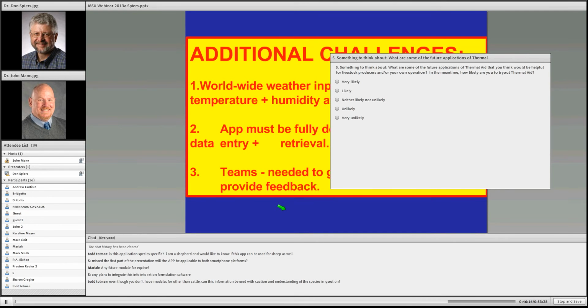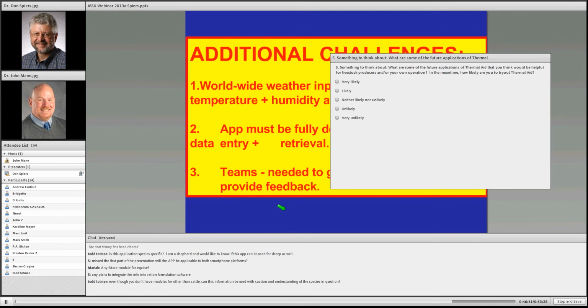Okay, our next question is from Todd. So he's asking that even though you don't have modules for other than cattle, can this information be used with caution and understanding of the species in question? So I guess what he's asking, getting back to the sheep, is there a way to adjust it a little bit with your own personal use to use it for different animals? Like the sheep I was asking about earlier.